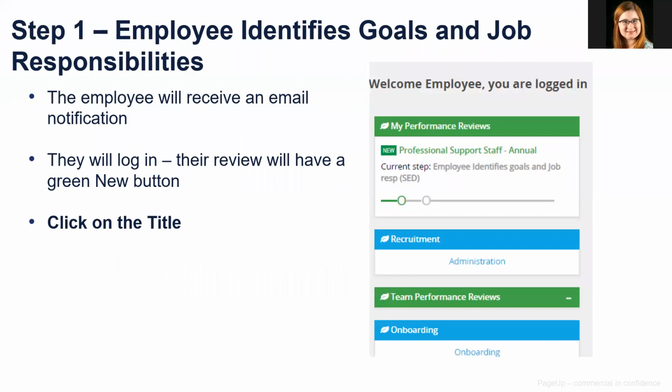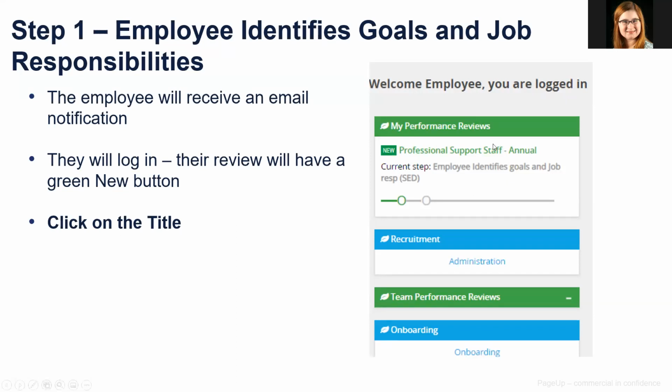When they do that, this is pretty much what they will see for the first time. Again, they're going to get that email notification letting them know that they have a task to do. I think it basically says it's now time for you to go in and add your goals and job responsibilities. They'll log in. They will see, under My Performance Review, the new button that basically lets them know that, yep, I'm in the right place. This is where I should be.